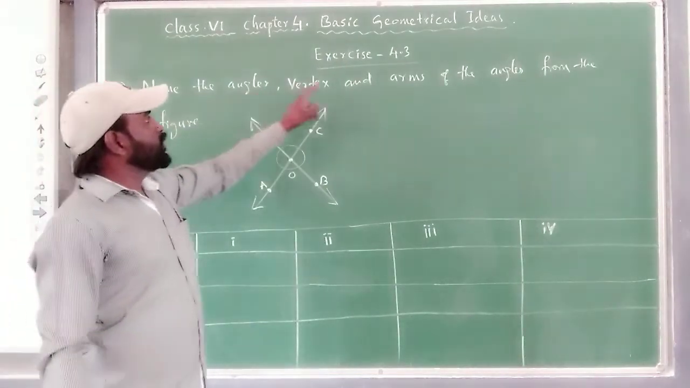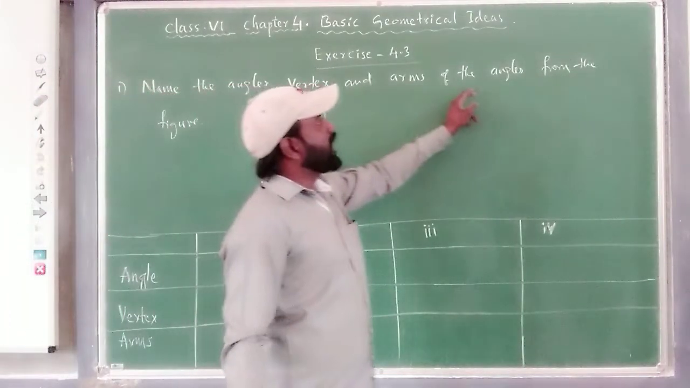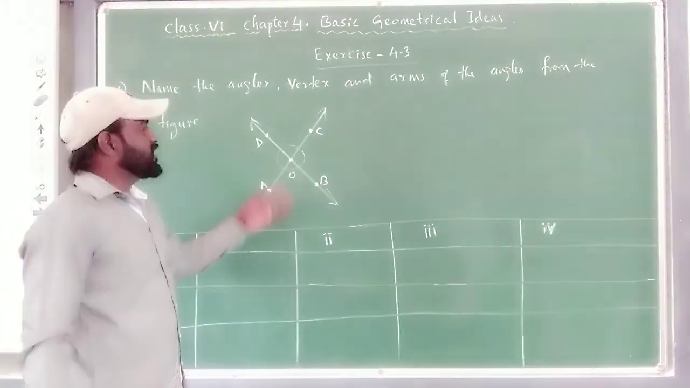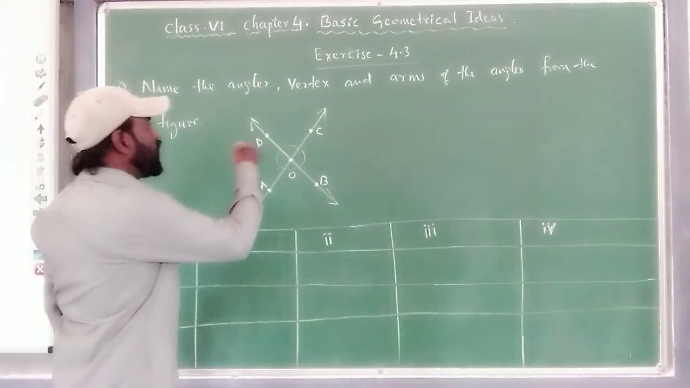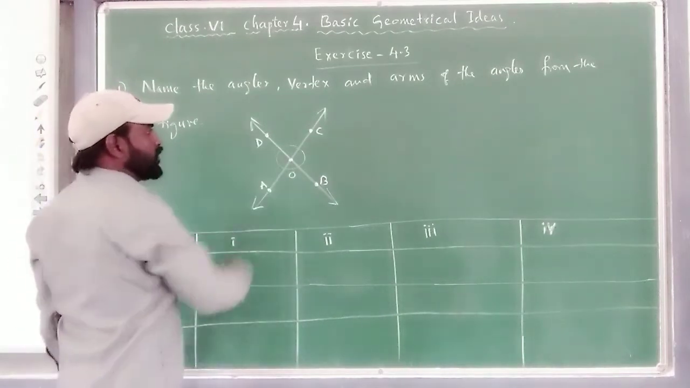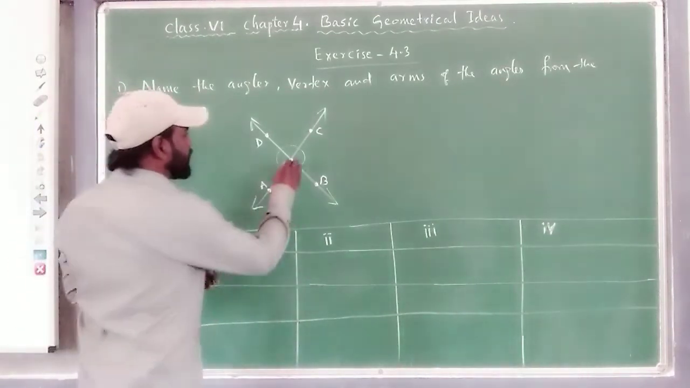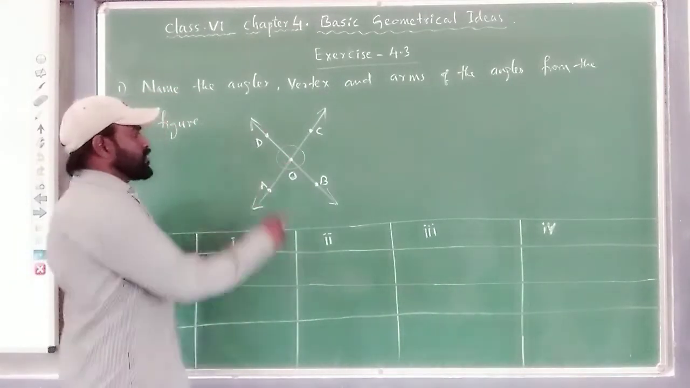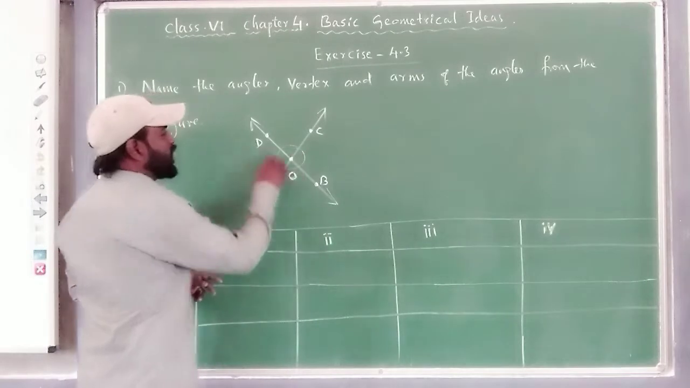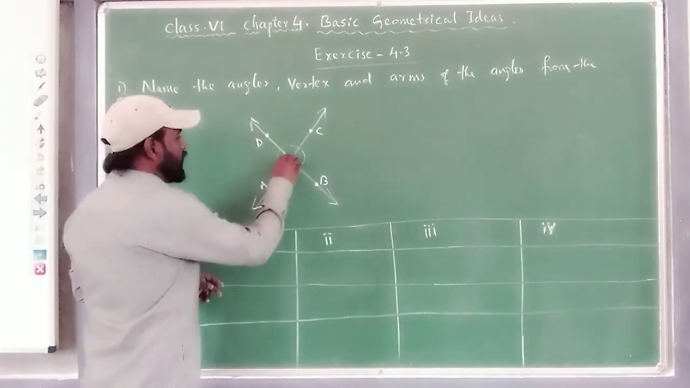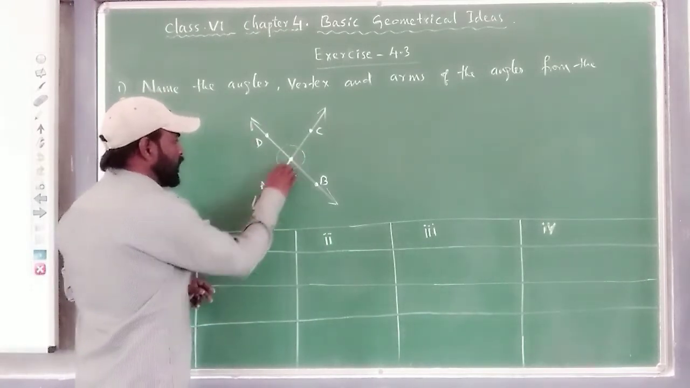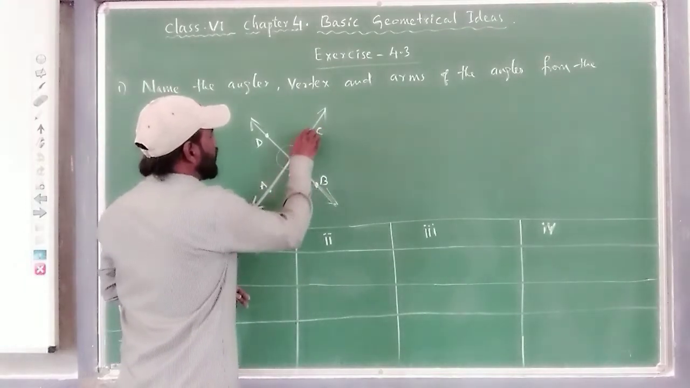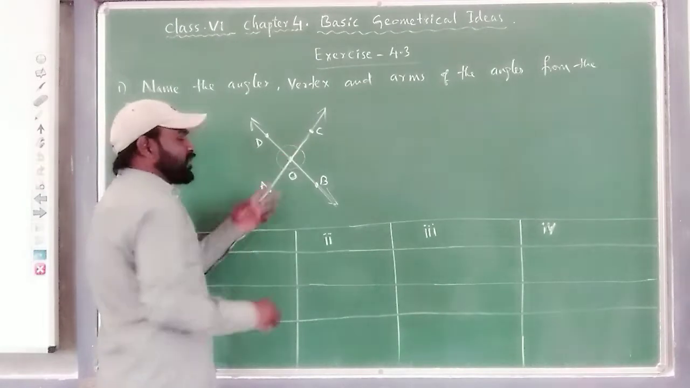Name the angles, vertex and arms of the angles formed in the figure. A figure is given here. In this figure, four angles are formed by the two lines which intersect at point O. The intersection point of the two lines is this, the common point for both lines. So here, this is one ray OA, this is another ray OB, this is another ray OC, this is another ray OD. There are four rays.